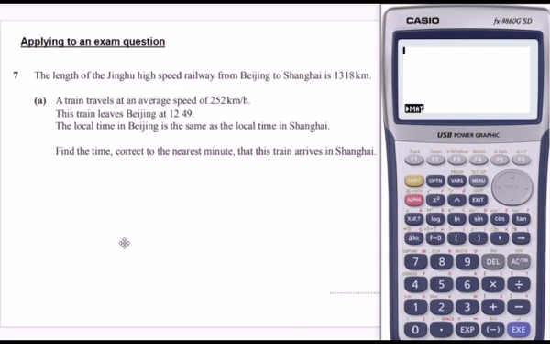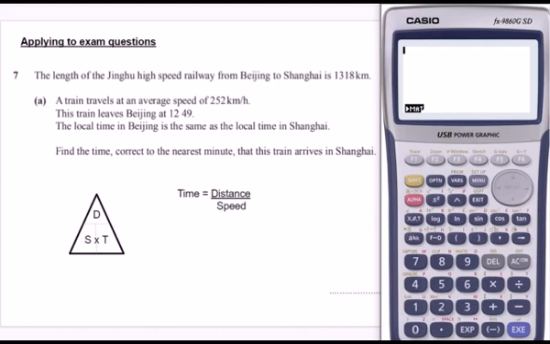The length of the high-speed railway from Beijing to Shanghai is 1318 kilometers. A train travels at an average speed of 252 kilometers per hour. The train leaves Beijing at 12:49. The local time in Beijing is the same as the local time in Shanghai. Find the time, correct to the nearest minute, that the train arrives in Shanghai.